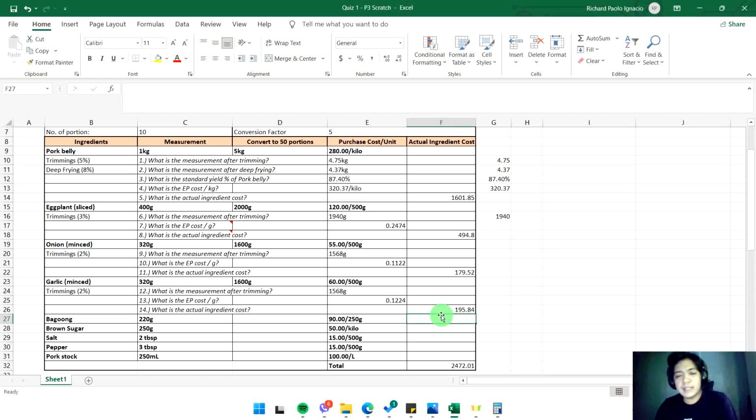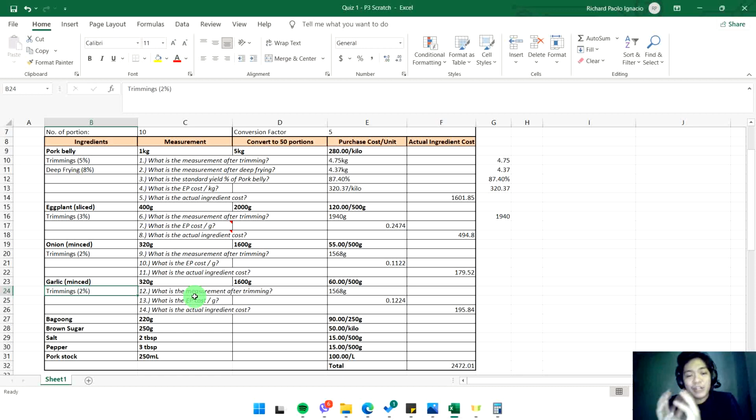Alright. Siguro ang isa sa mga question na makukuha nyo dito is, Sir, bakit natin minumultiply doon sa as purchase weight natin yung ating EP cost per gram? Kasi, di ba, hindi ka naman bumili ng 1,568 grams ng garlic. Ang binili mo is 1,600 grams or yung as purchased weight. Kung gaano kadami yung binili mo. At gusto nating malaman kung magkano ba talaga ang binayaran mo doon sa binili mong garlic na 1,600 grams kung isasama natin yung ating trimmings or yung ating wastages.